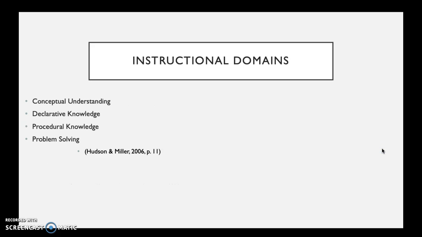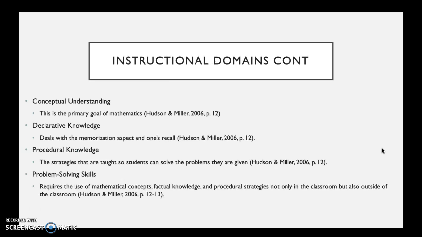There are 4 instructional domains that teaching falls into: conceptual understanding, declarative knowledge, procedural knowledge, and problem solving. So let's talk about this just very quickly, and in general we'll go into more depth later.